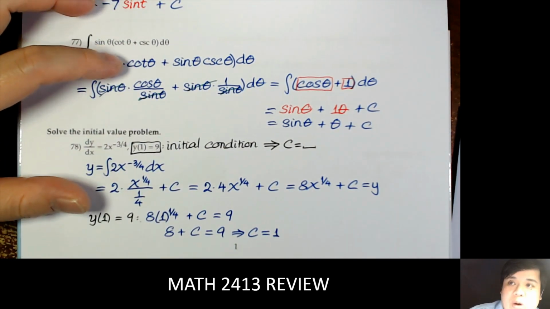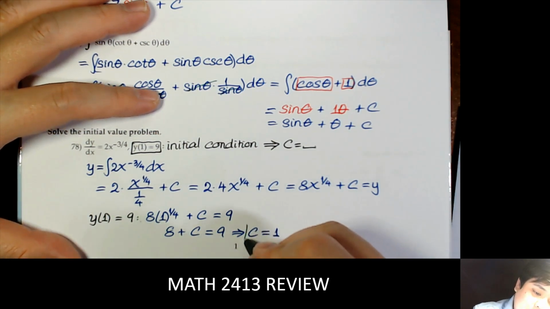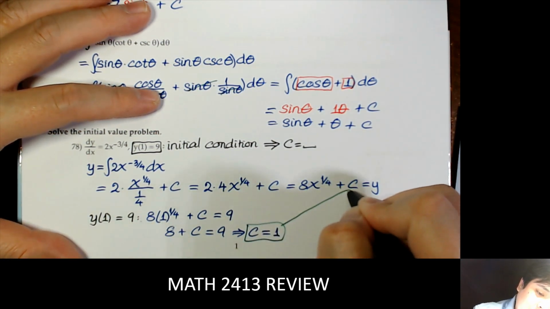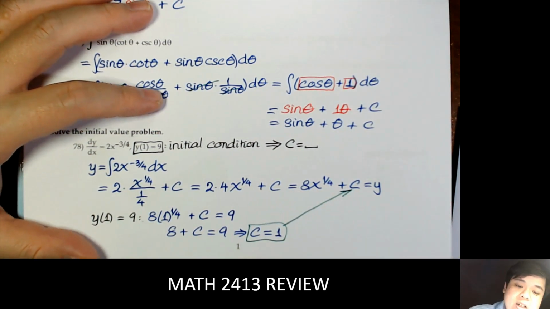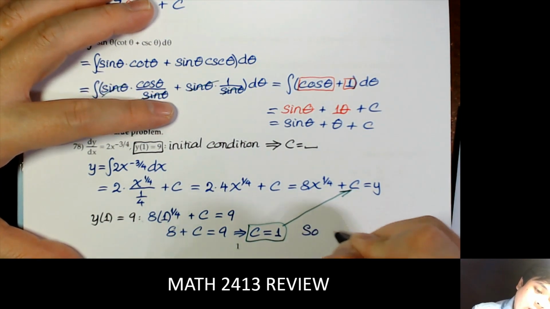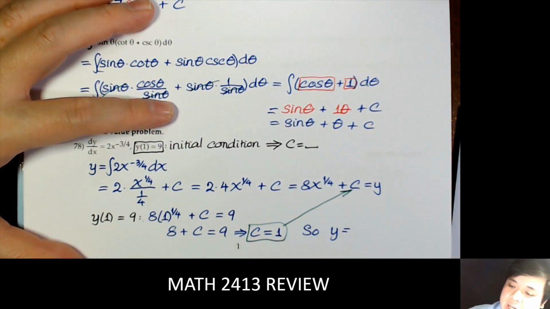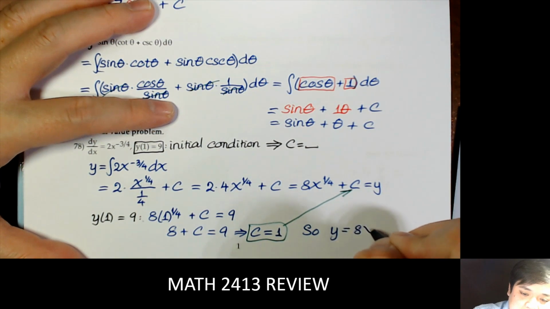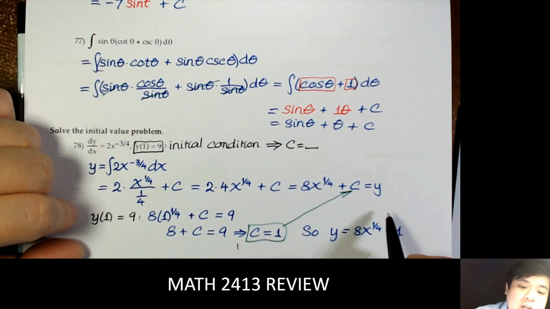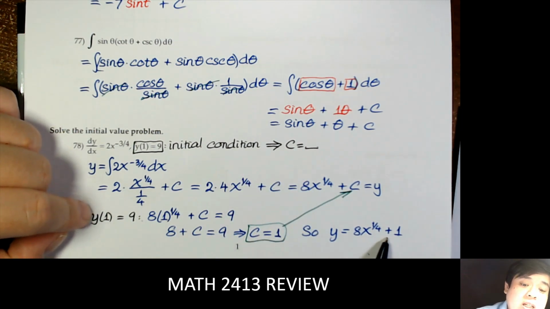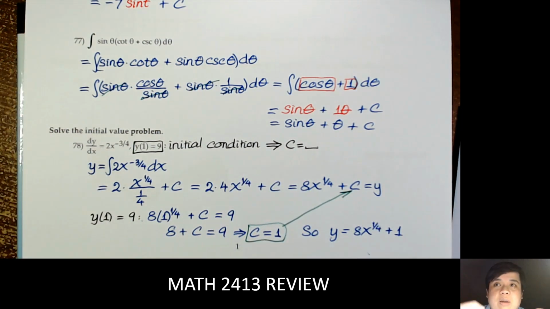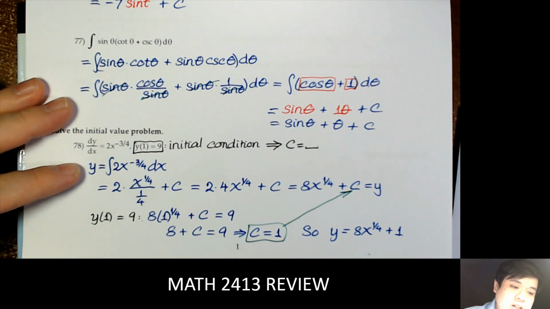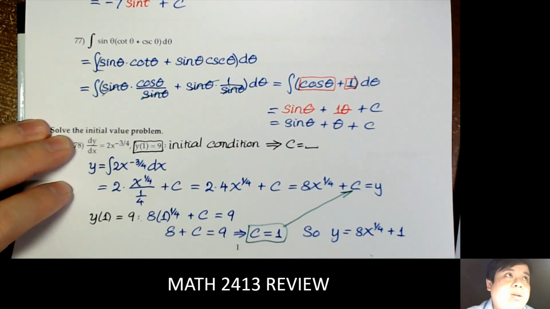Now we know c is 1, we can substitute back into that. So the solution is y equals 8x to the 1/4 plus 1. So the initial condition helps us to find the constant c. With that we have the particular antiderivative that satisfies the initial condition.